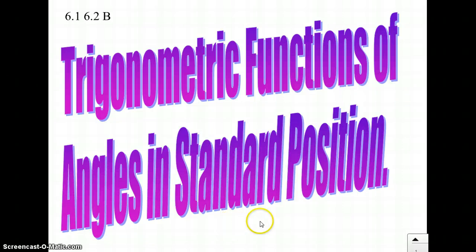Hey Math 20-1s, we're going to look at trig functions of angles in standard position today. So you guys have this slide. I would like you to calculate each of the values to 4 decimal places. Pause the recording and do as I ask with your calculators, write them all in, and then restart this.